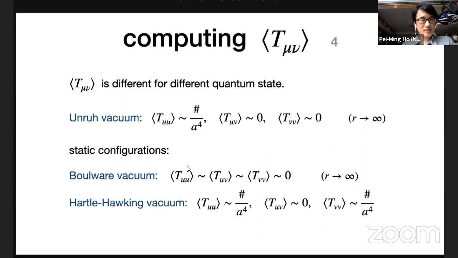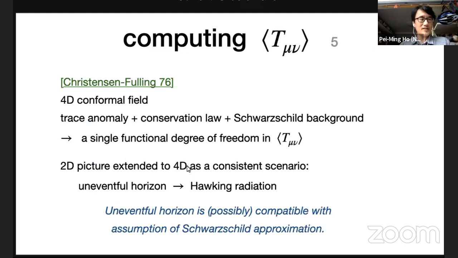Basically, this work, I think, gives people some more confidence about the assumption of the uneventful horizon, or the Unruh vacuum as the quantum state. Later on, Christensen and Fulling had a paper to generalize those discussions to 4D. Although in 4D, we do not really have a complete knowledge about the vacuum energy momentum tensor.